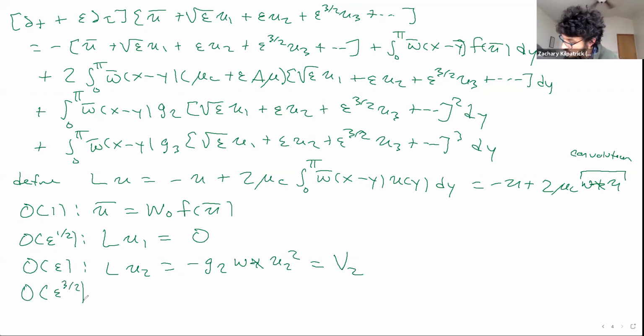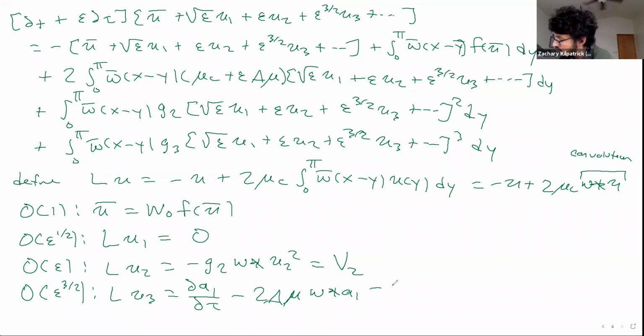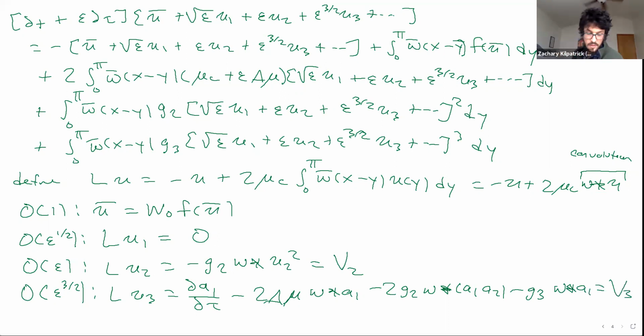And then finally, order epsilon to the 3/2 is going to be LU3 is equal to dA1 d tau minus 2 delta mu W convolved with A1, and I'll define A1 in a little bit, 2 G2 W convolved with A1, A2 minus G3 W convolved with A1. And we'll call this whole thing V3.